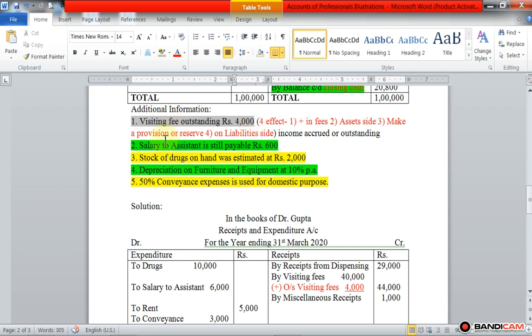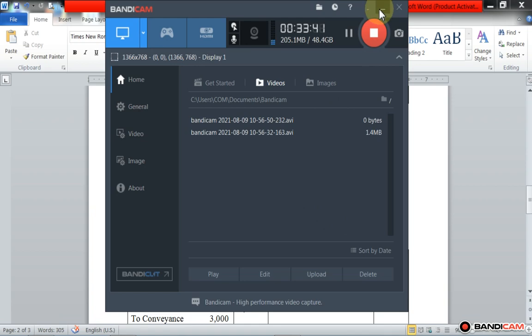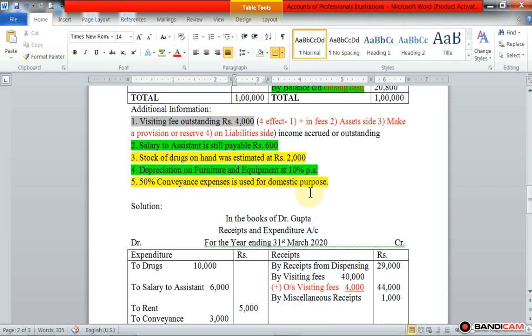Okay, second additional information, that is salary to assistant is still payable. Still payable means it is accrued, it is outstanding, it may be paid in future. Last year's salary was not paid to the assistant, so it is paid in future. So it is a liability of Dr. Gupta to pay a salary to the assistant amounted to rupees 600.